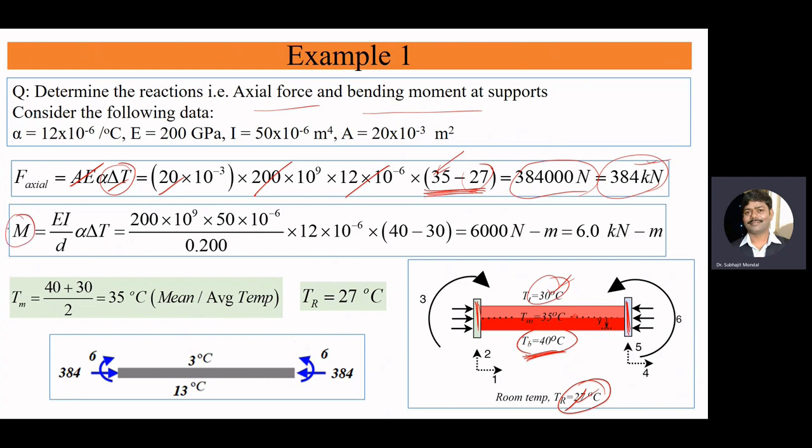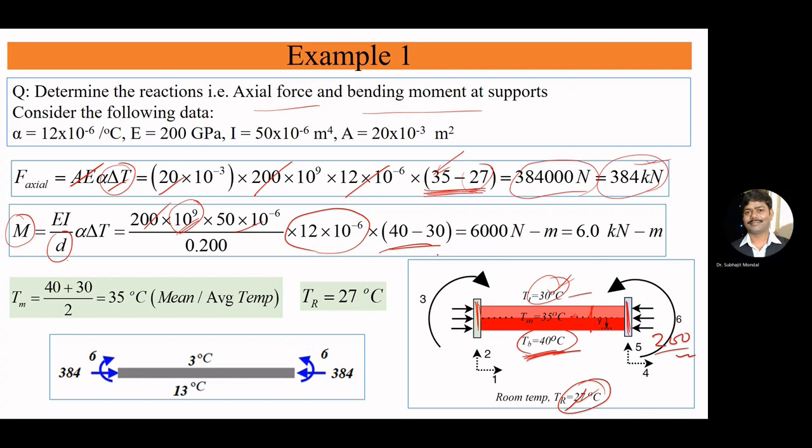Okay, and the moment that is going to develop is EI by D alpha times delta T. Because E is 200 GPa, we are converting it into Pascal, so we are multiplying with 10 to the power 9, and I is already given. Coefficient of thermal expansion is 12 into 10 to the minus 6 per degree Celsius, and here the difference between the temperature at the bottom and the top, and the depth here we are assuming as 200 mm. Okay, 200 mm is the depth.